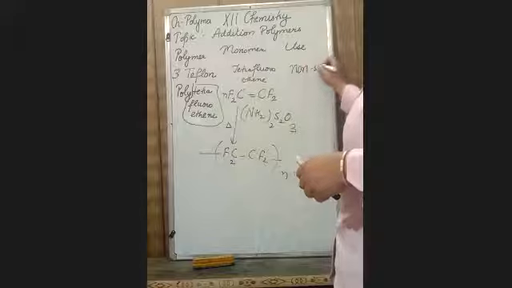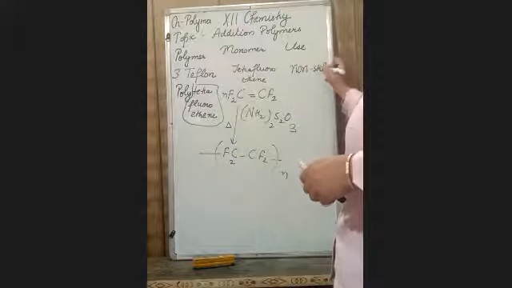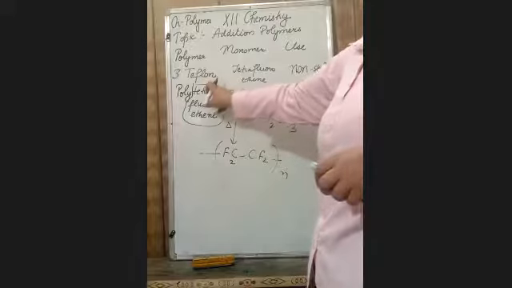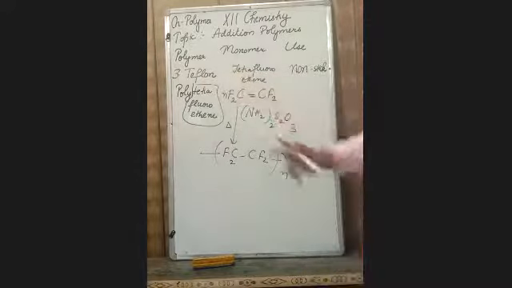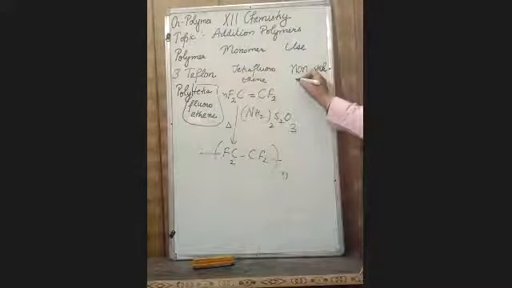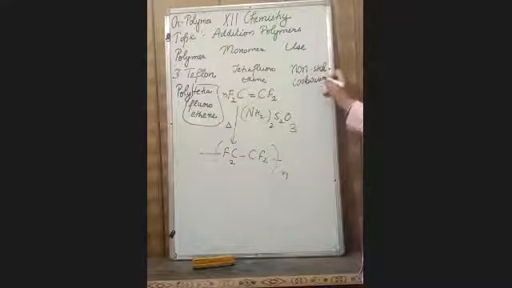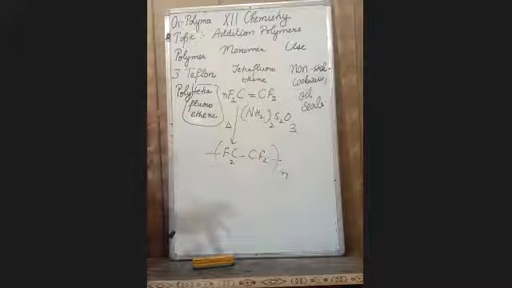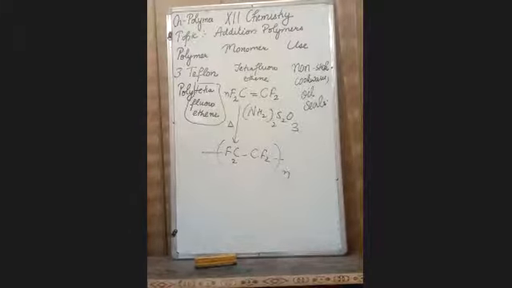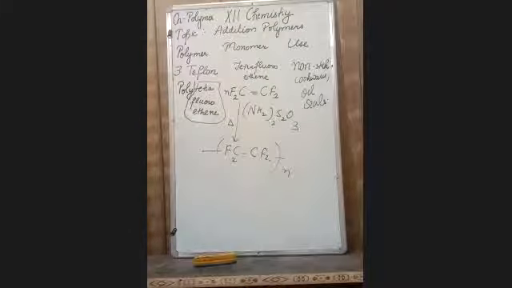In non-stick cookware, you have seen one coating. That coating is Teflon coating, which makes it non-stick. It is used in non-stick cookware and in oil seals. Fine. Is it clear? Is there any doubt? Then please let me know.